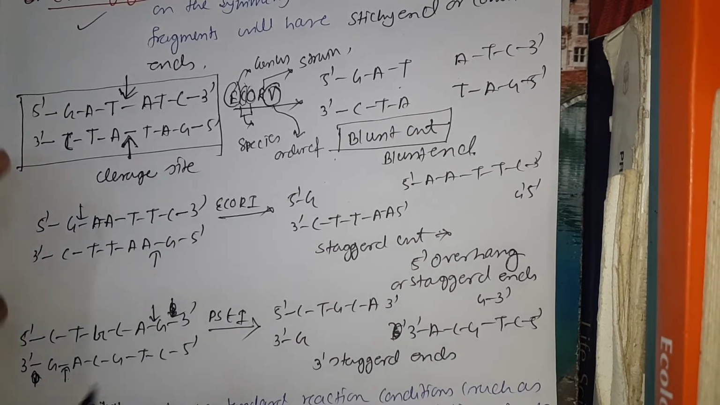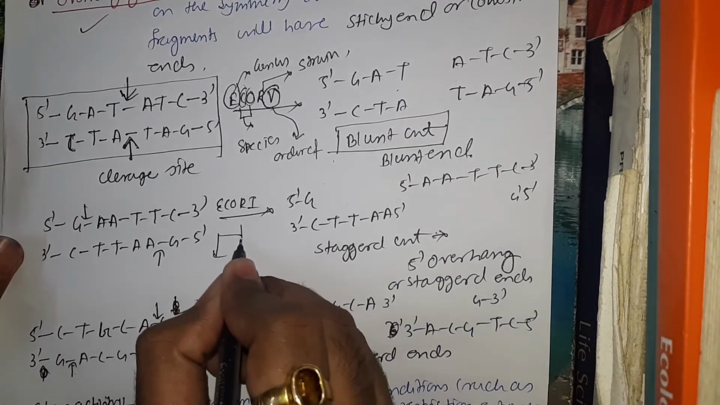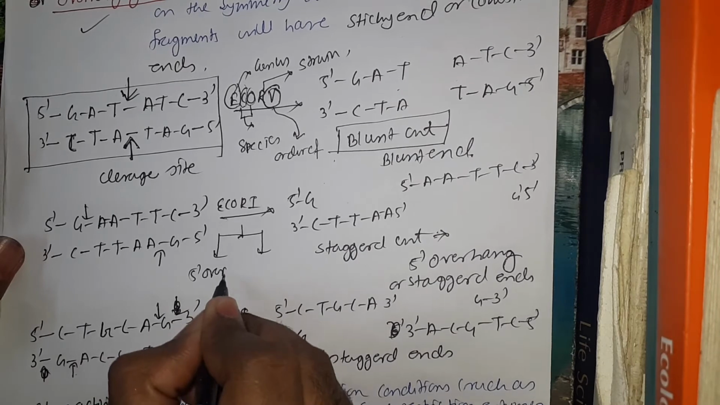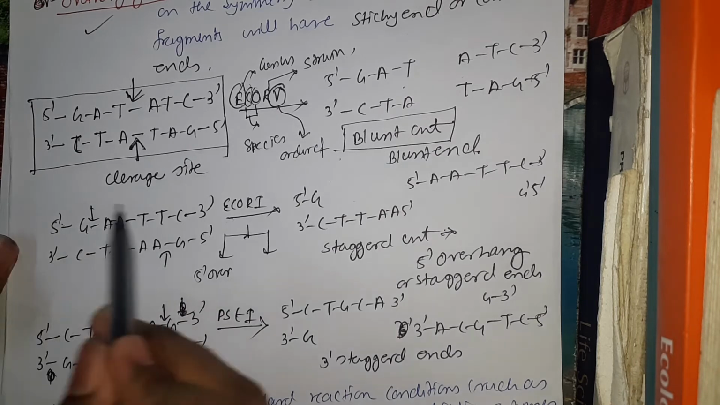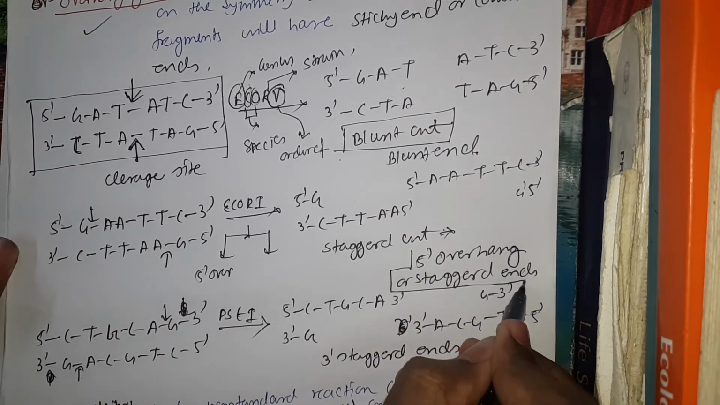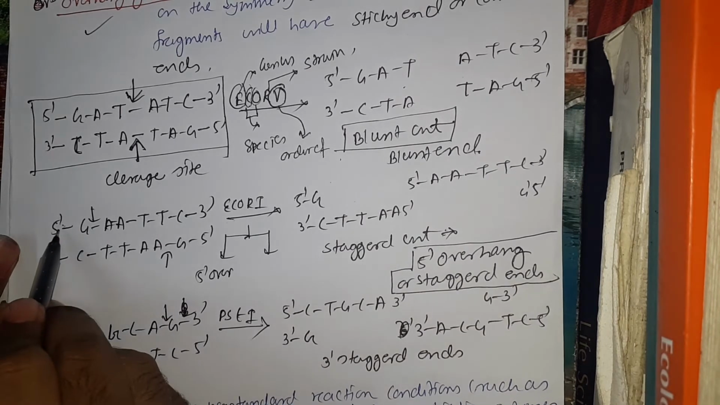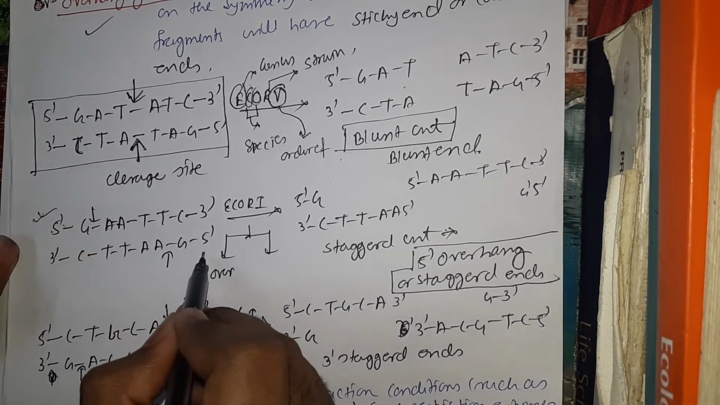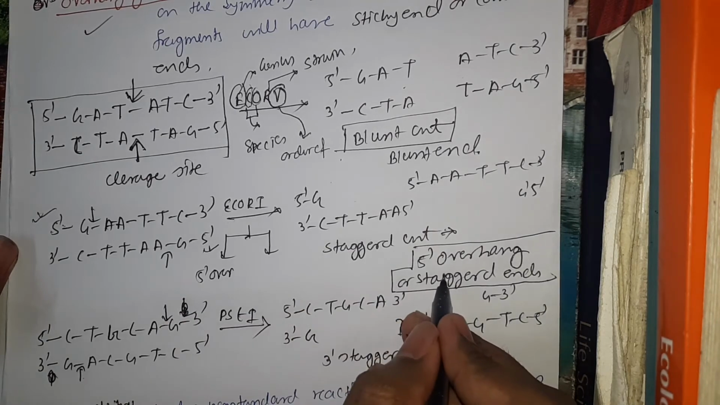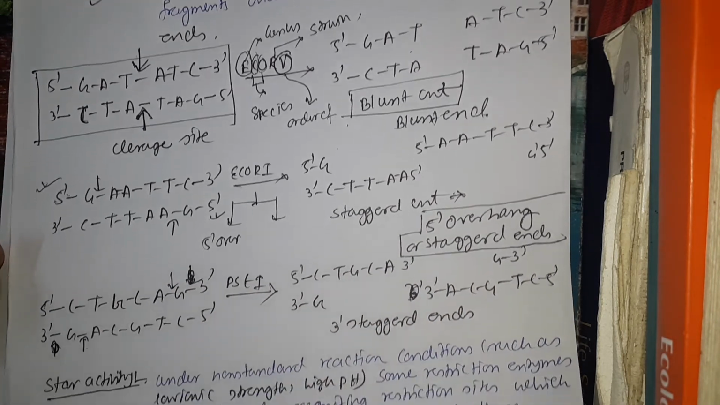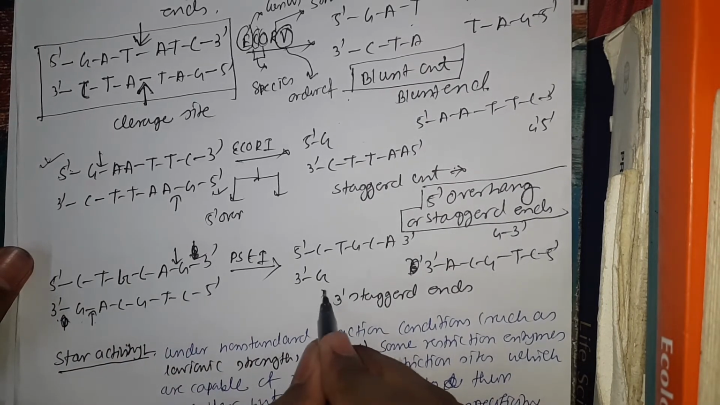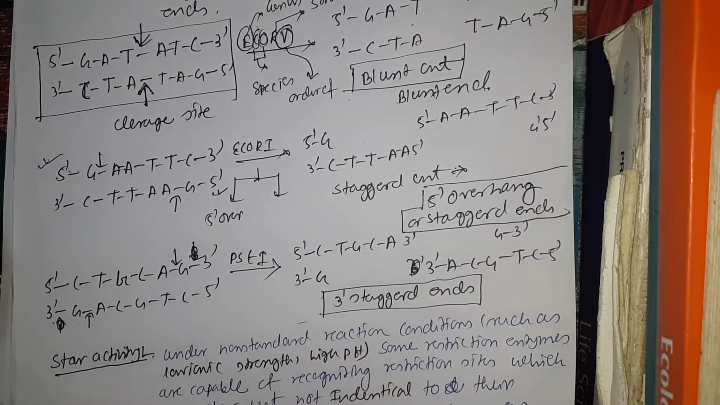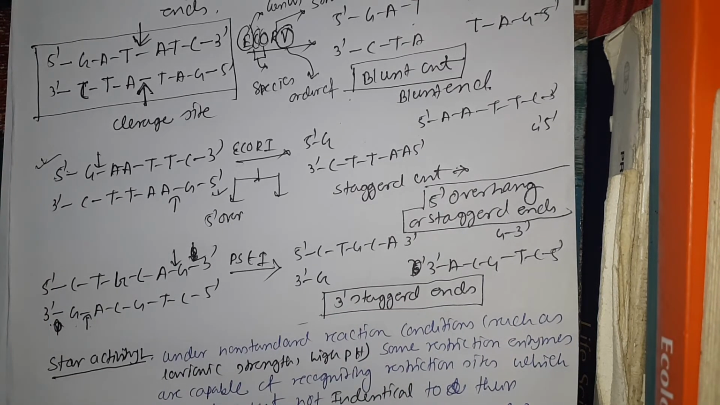Okay. Now this staggered end or overhanging end is of two types. One is 5 prime overhang, another one is 3 prime overhang. Now if the cleavage site is near the 5 prime end, then you will have a 5 prime overhang, or you can say staggered end. Again, if your cleavage site is near the 5 prime end here also, then you will have your 5 prime overhang or staggered end. If the cleavage site is near the 3 prime end, as I have mentioned here, then you will have a 3 prime staggered end.